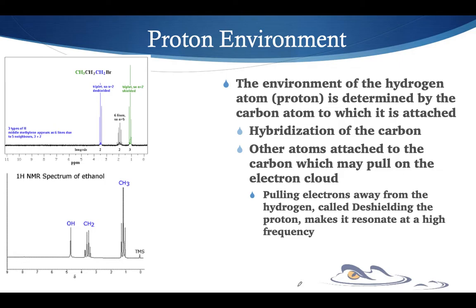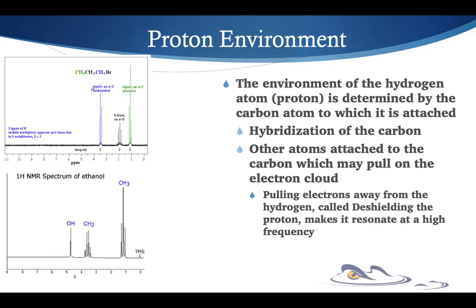And each of these pulls the electrons away from the hydrogen different amounts. They call this de-shielding the proton. And what they mean by that is that the electrons are being pulled away from the hydrogen. The more the electrons get pulled away from the hydrogen, the higher the resonant frequency is for that particular hydrogen. And the higher the frequency is, the more to the left that particular environment is going to show up.